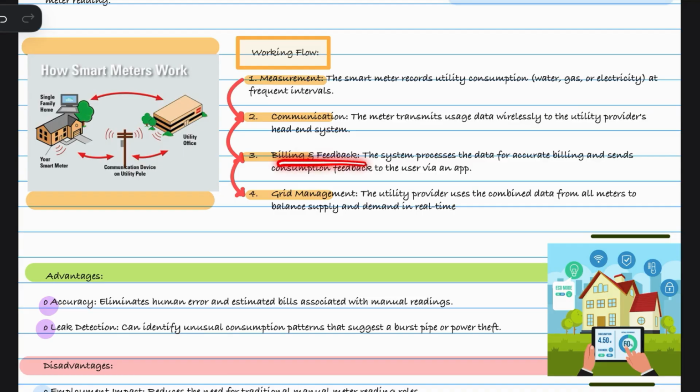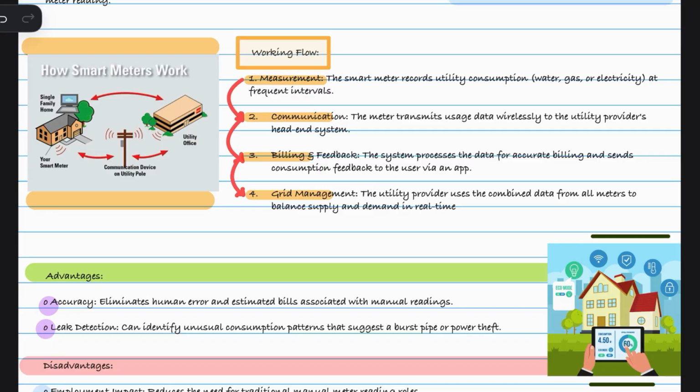Then comes the billing and feedback. So the corporate server processes the usage data and executes automated billing and pushes the live consumption analytics as well directly back to the consumer mobile app, that this is your consumption, you are using this much gas, this much electricity, this much water. All right, and then comes the grid management.